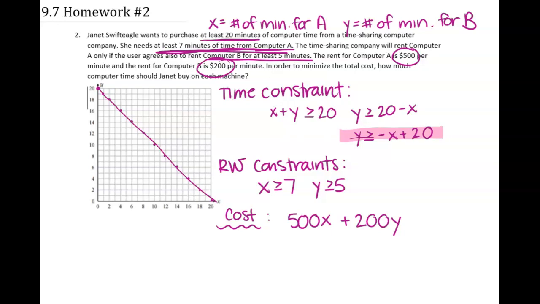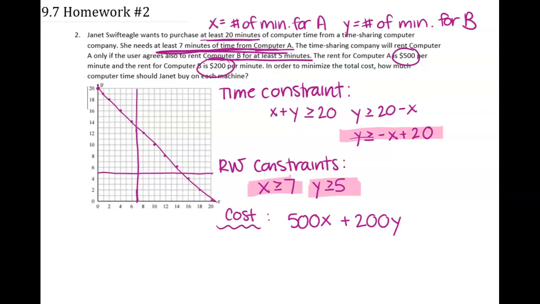And then we have x is greater than or equal to 7. So here's where x is 7. And y is greater than or equal to 5. Here's where y is 5. And let's continue those lines. So it's easy enough to see where x is greater than or equal to 7 and y is greater than or equal to 5 is.